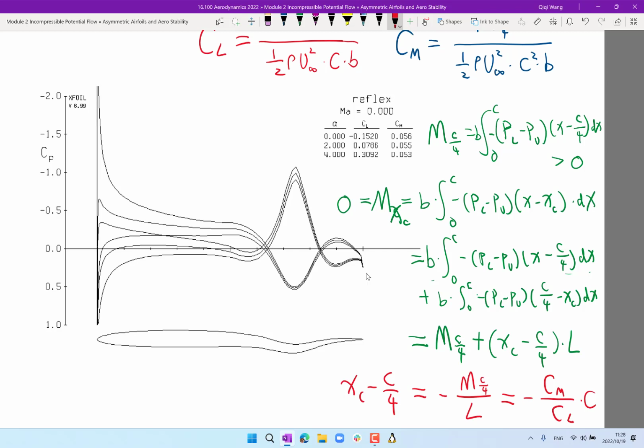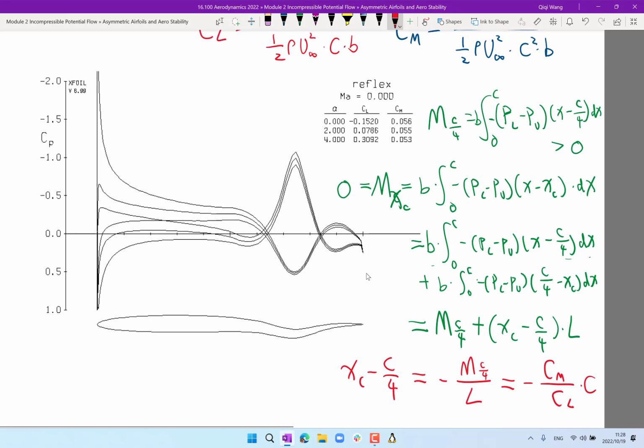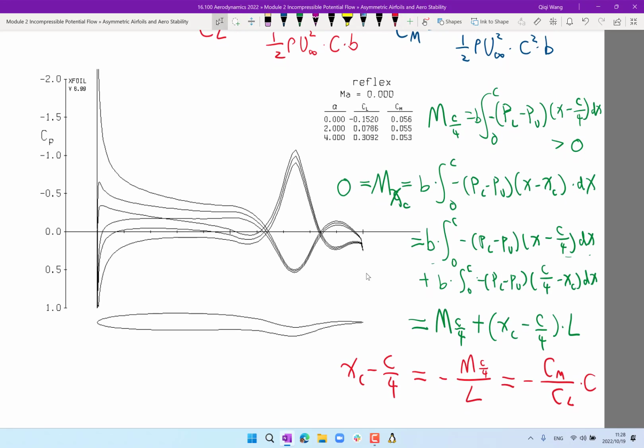So you can make different reasonings that way. To be more precise, if you don't want to rely on thin airfoil theory, you can actually plug in these numbers, Cm over Cl, to see how the center of lift shifts as you change angle of attack. That's a more precise way, especially if the moment coefficient is pretty close to 0, then you should not really trust the thin airfoil theory.